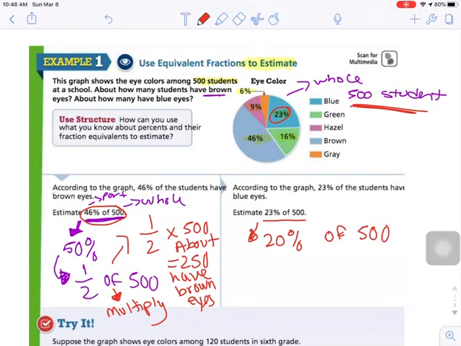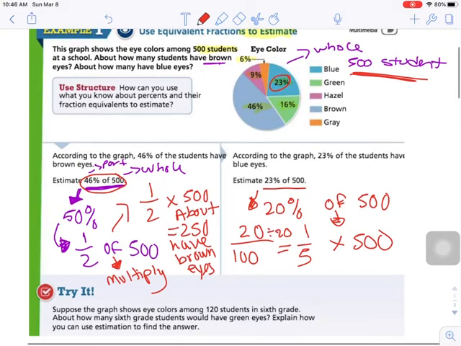20%, I want you guys to write this in fraction form. So if we have 20 over 100, and then we want to simplify, we could divide both of these by 20. So we would end up with 1/5. So that is our simplified fraction there. So 20% is really 1/5. Of we know means to multiply. So we have 1/5 times 500.